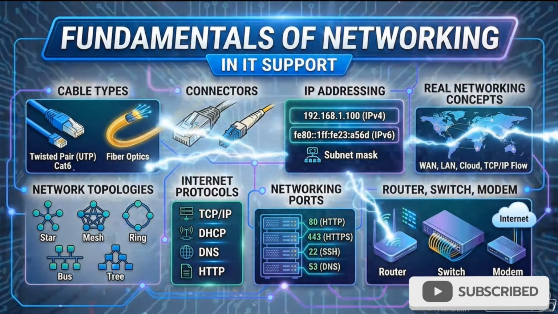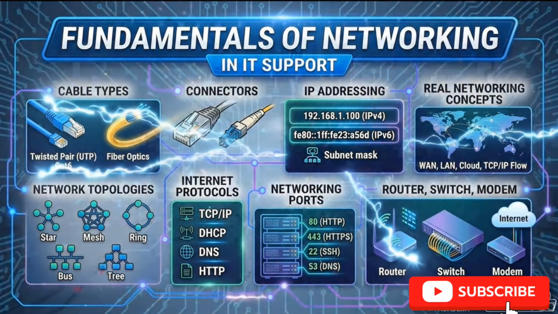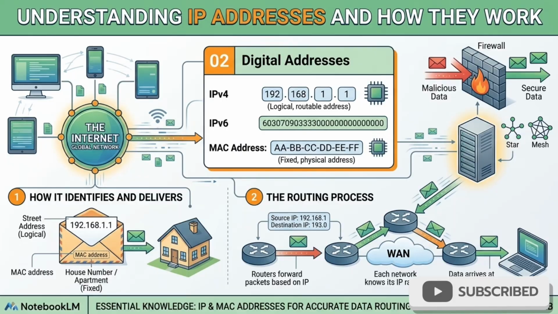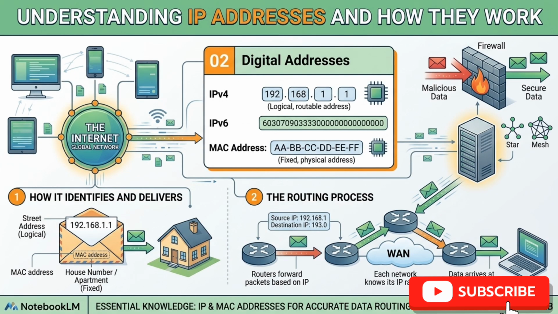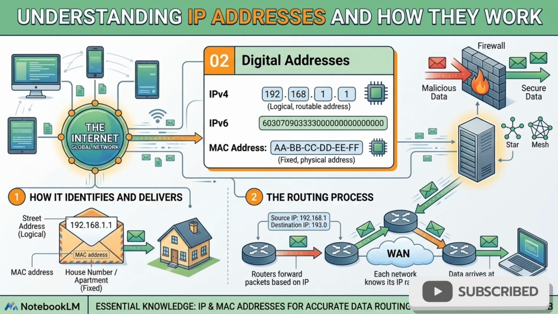Every single thing on a network, I'm talking your laptop, your phone, even your smart toaster, needs its own unique address. We call this its IP address. It works exactly like a mailing address for your house. Without it, all the data flying around would have no idea where to go.